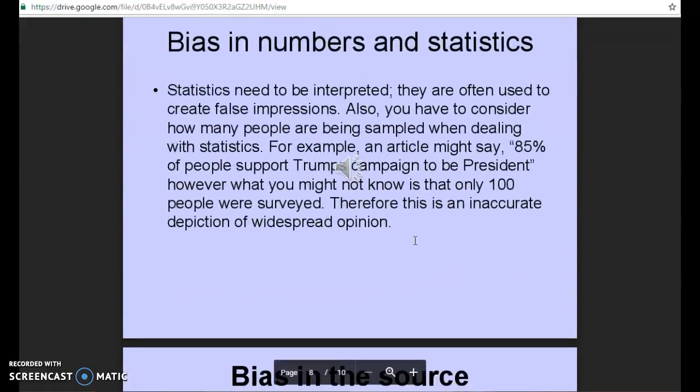Bias in numbers and statistics. Statistics need to be interpreted. They are often used to create false impressions. Also, you have to consider how many people are being sampled when dealing with statistics.